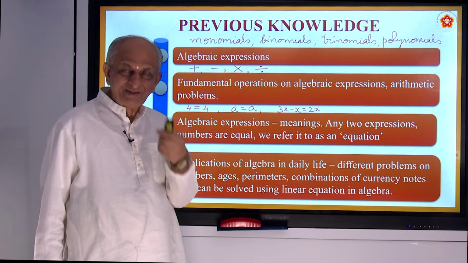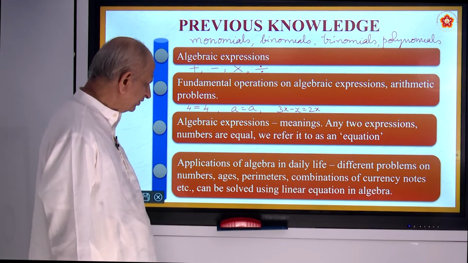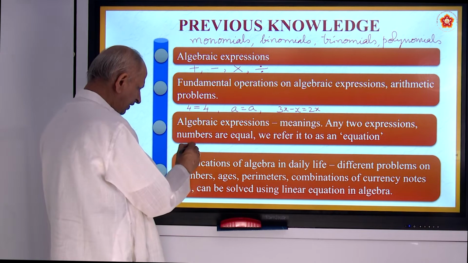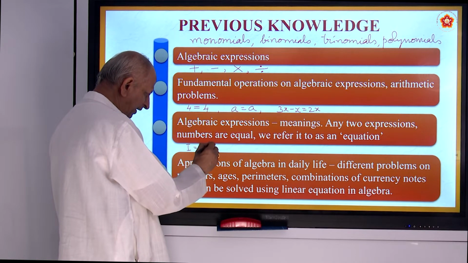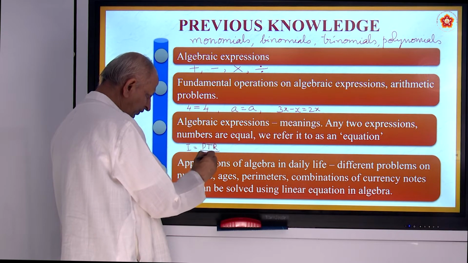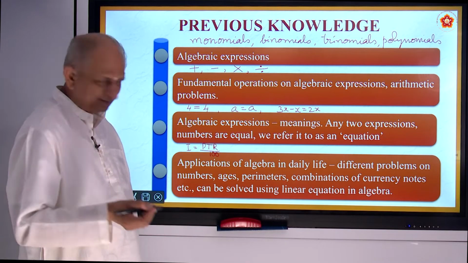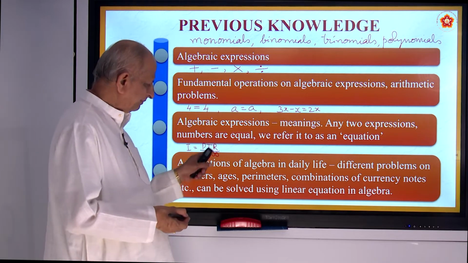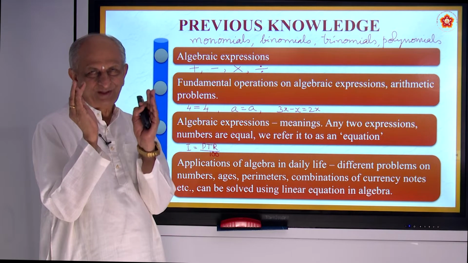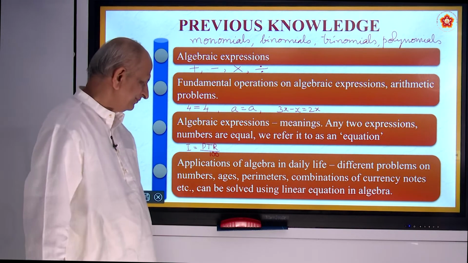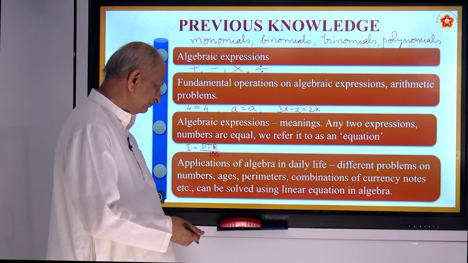All the formulas in arithmetic are nothing but algebra. For example, you have studied about simple interest. I is equal to PTR by 100. So, instead of writing principal into time into rate by 100, we write PTR by 100. That is the algebraic formula. So, algebra, what does it do? It simplifies. And in daily life also, algebra is very useful.